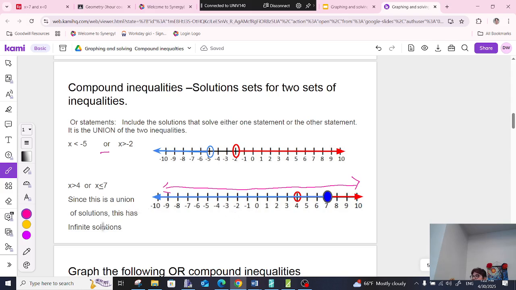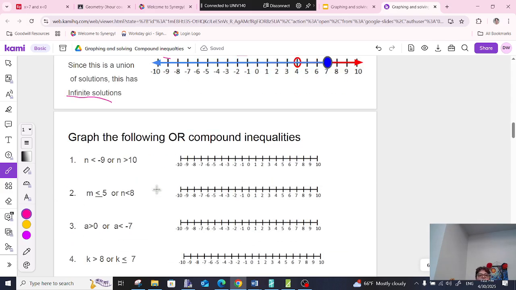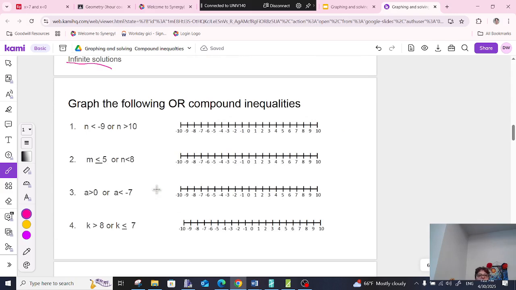Right, in this case, because it included every single number. And that's only when it's an or. Now we're going to practice graphing ors. I want everybody to go ahead and practice. Check with people at your table. I will walk around and help you if you need help. You're graphing both on the same number line.